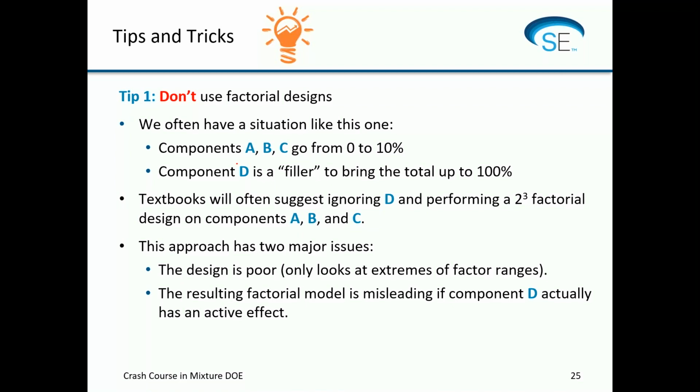Let's say you have 4 components, A, B, C, and D. Components A, B, and C go from 0 to 10%. And component D is what we call a filler, meaning the only reason it's in the mixture is to bring the volume or the weight up to some fixed total. Usually it's water or something inert, quote unquote.